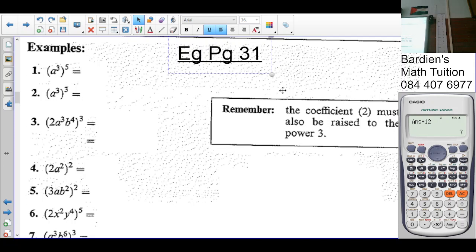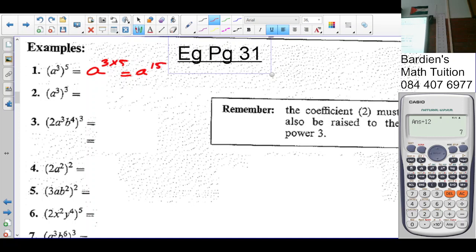So what would the answer be here? A to the power of 15 is absolutely correct. Nice. Do the next one.